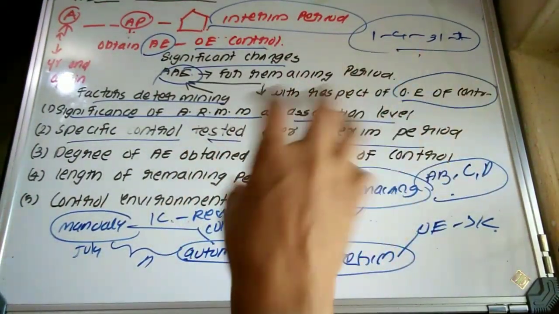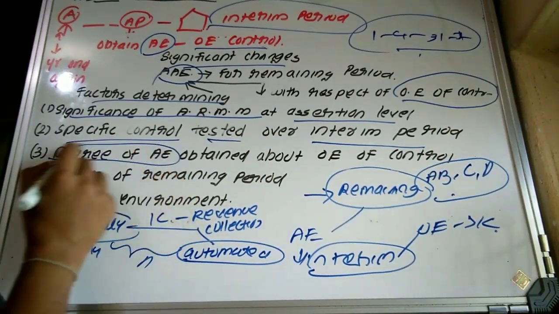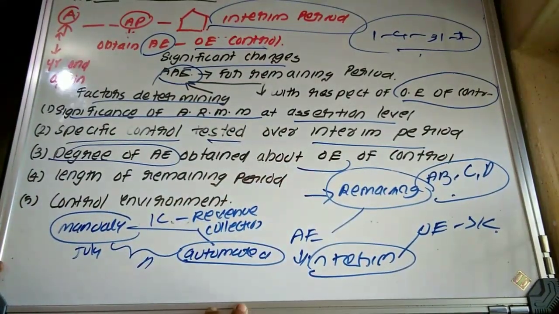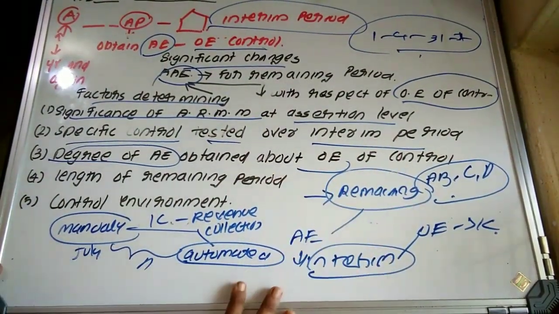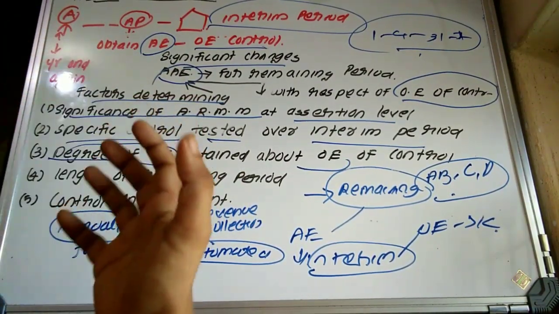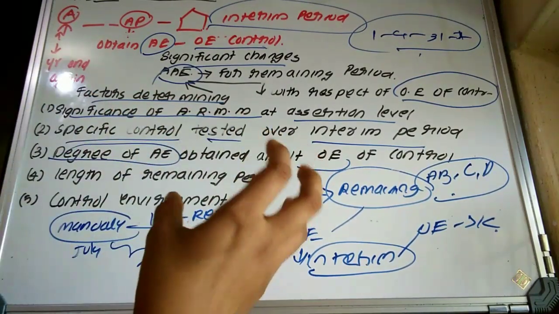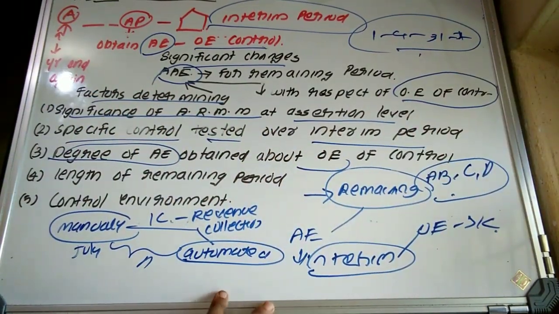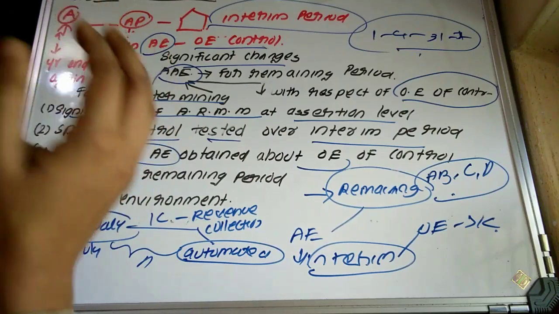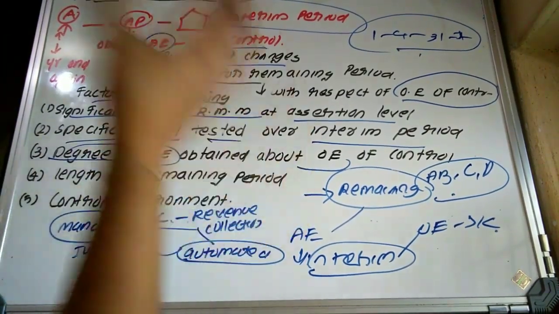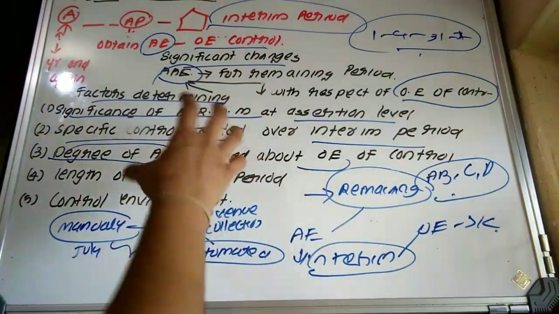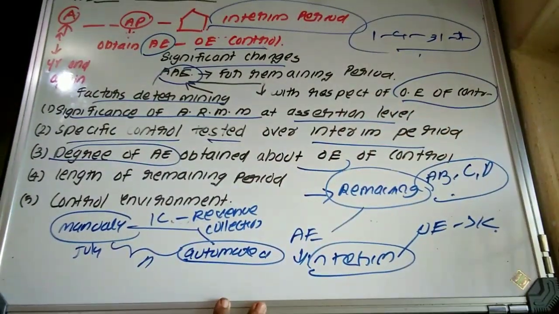In that case, he is also required to determine the degree of audit evidence obtained with respect to operational efficiency, to what extent he obtained audit evidence on the operational efficiency of the control in the interim period. If he has obtained a higher degree of audit evidence, he may need to apply less audit procedure for the remaining period. And if he obtained only a low quantity of audit evidence for that interim period regarding operational efficiency, he has to apply more audit procedure, that is, more tests of control procedures, to determine the operational efficiency of the control.